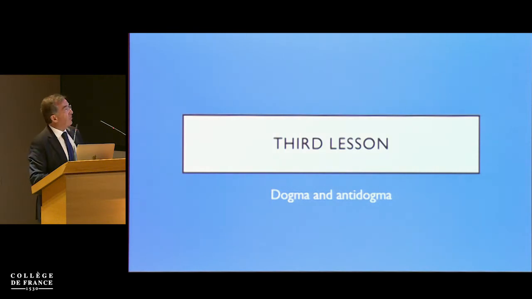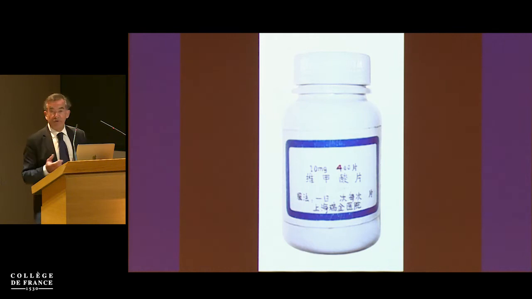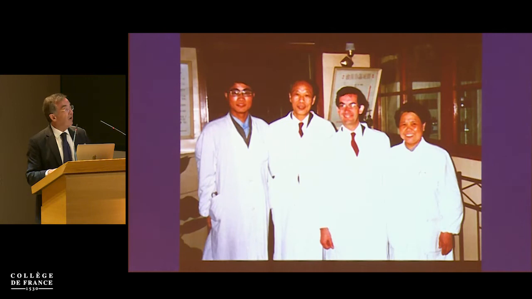So the third lesson is dogma and anti-dogma. The drug came from China, all-trans retinoic acid, to give to the patient. I went to China to see Wang Zhenyi, and the first person here, I don't know if he is here, Wang Minghe, who was the first author of the paper in Blood. He came to France, in Paris, and Rennes, and now he's at Institut Curie in France. So that's the first patient.